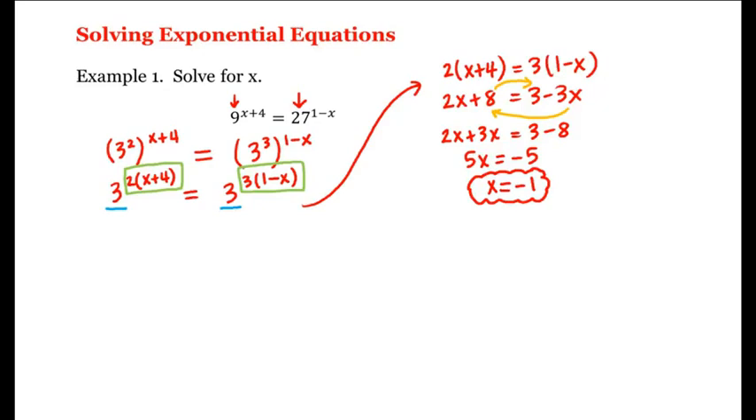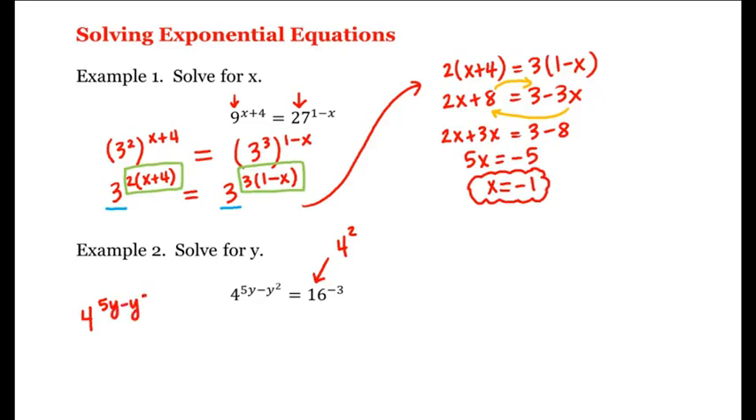All right, let's look at another example. Now the first thing to notice here is that 16 is a power of 4. In fact, it's 4 squared, isn't it? Which means we can rewrite this equation as follows. 4 raised to the 5y minus y squared is equal to 4 squared raised to the negative 3rd power.